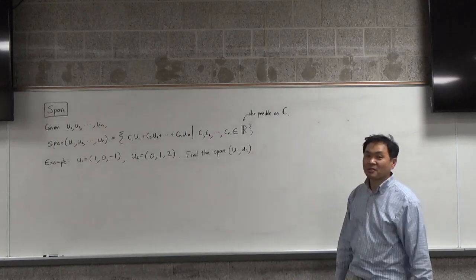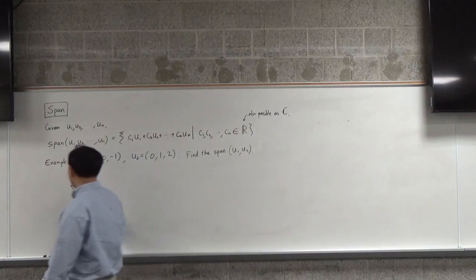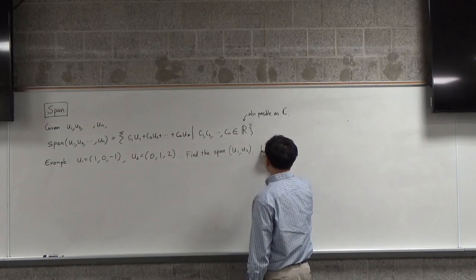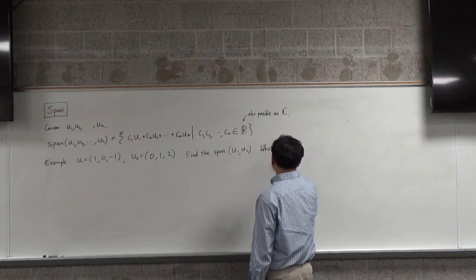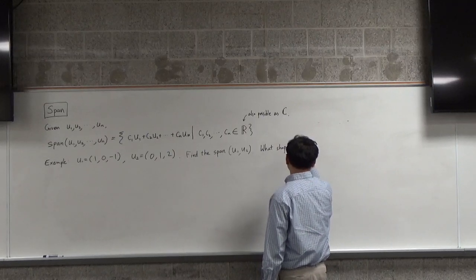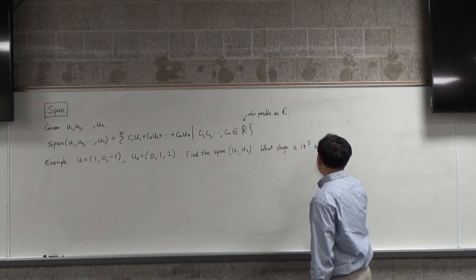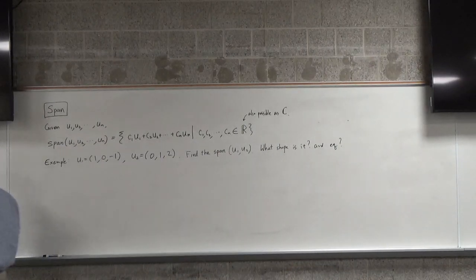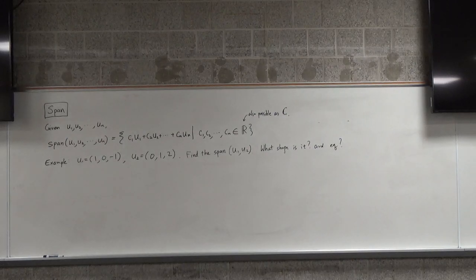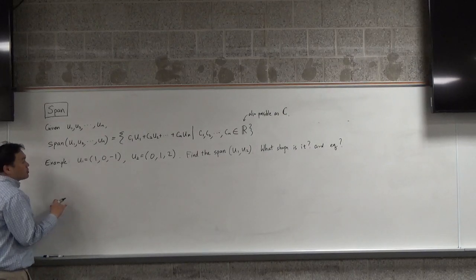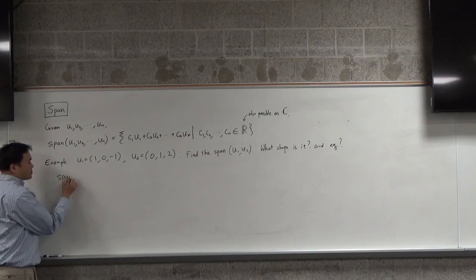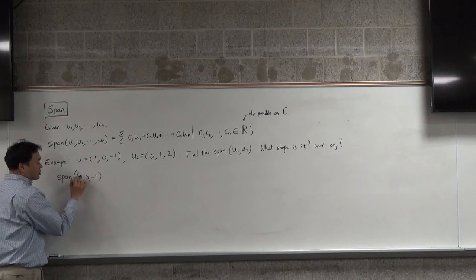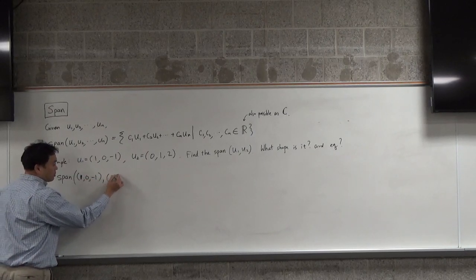And then there's something a bit more challenging, which I'll still write: what shape is it, and what is the equation for that? Let's think about that. All right, so the span of these two vectors, (1, 0, -1) and (0, 1, 2).